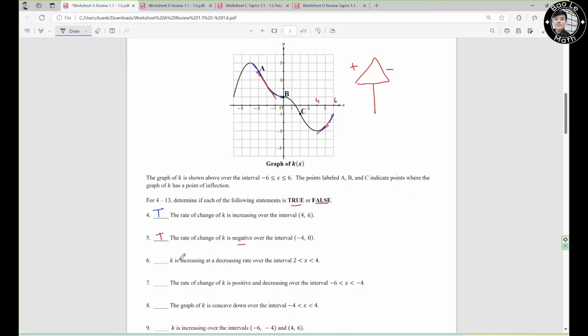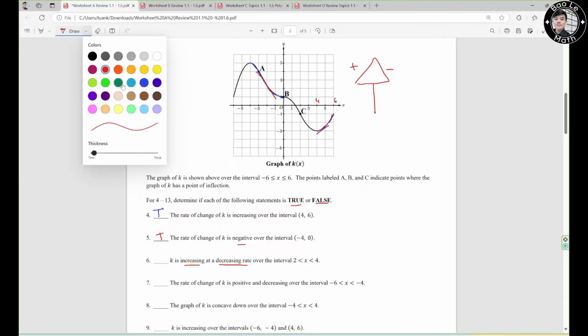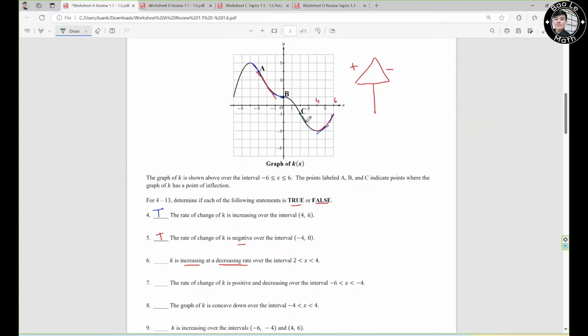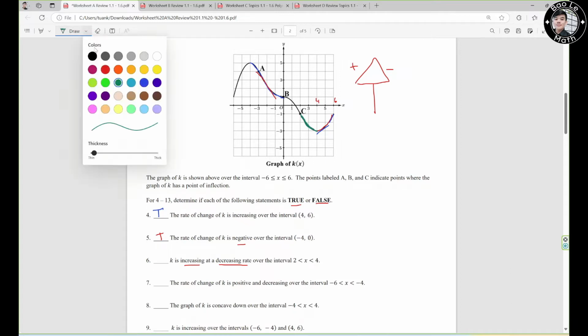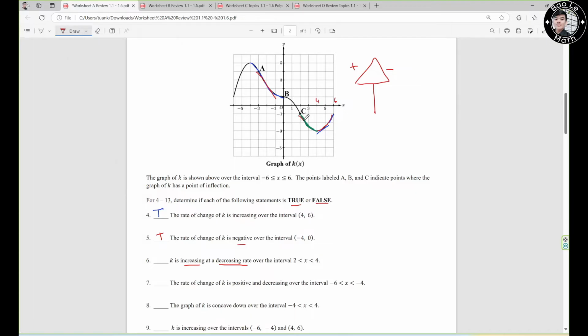Now question 6. The function k is increasing at a decreasing rate over the interval 2 to 4. So 2 to 4, we have this guy and this guy right here. Alright, so we draw one tangent line and we see that the tangent line is going this way, which means the function is decreasing. But this says the function is increasing, so this is wrong. So this should be false.